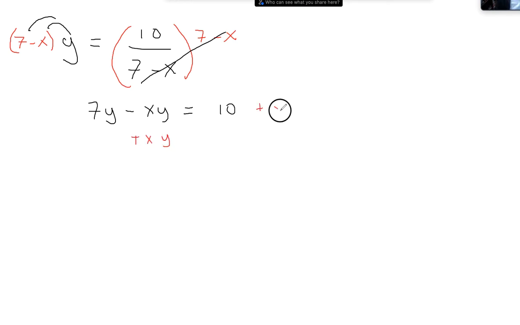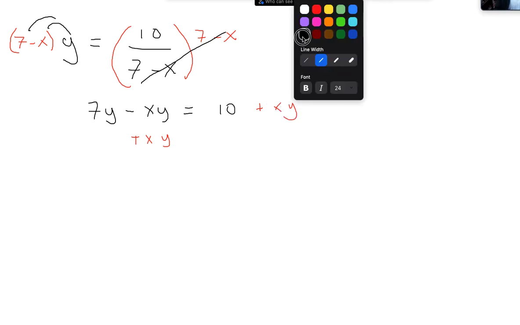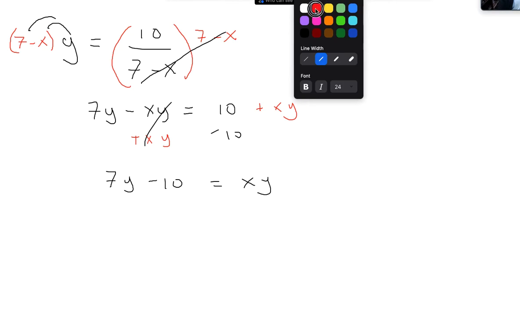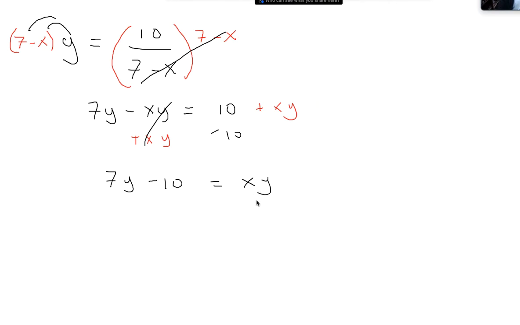So I'm going to add that 10 plus xy over here, and then that cancels. And then I'm going to subtract the 10, and so then coming down to this line, I would have y with a minus 10 on this side equals xy. So again, I'm just bringing this over and that over. And then what it does is it makes it really easy for me to divide out. I'm solving for x, yeah. Boom, I can just divide by y now.